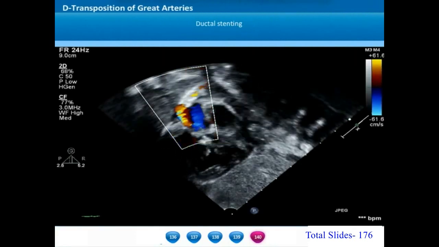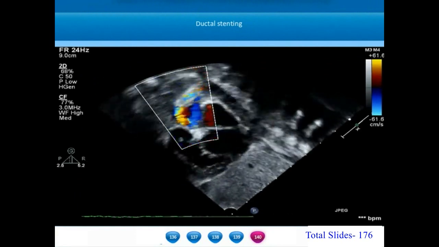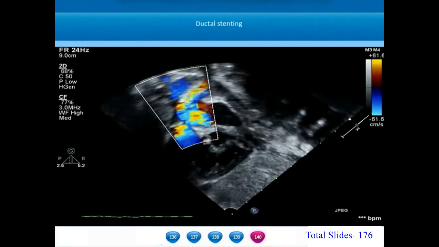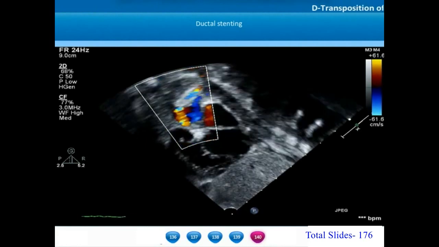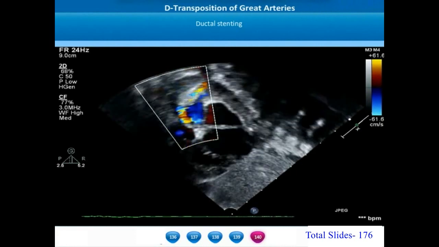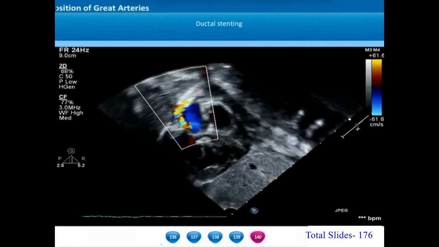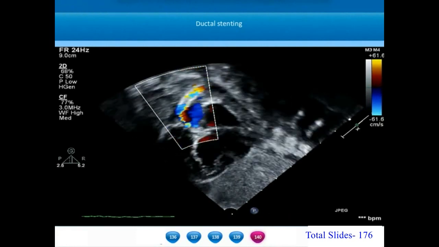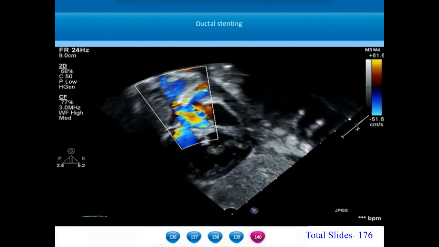In the ductal stenting strategy, the closed ductus is either recanalized and opened, or a very restrictive tiny ductus is balloon dilated and stented. After a large ductal stent is in place, the aorta transmits its systolic pressure onto the pulmonary artery through the large flows through the ductal stent.